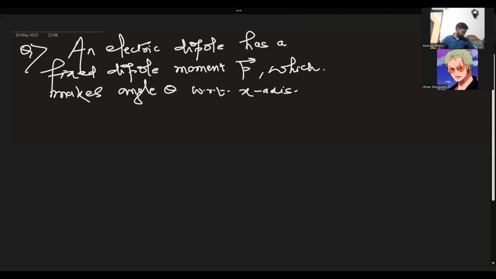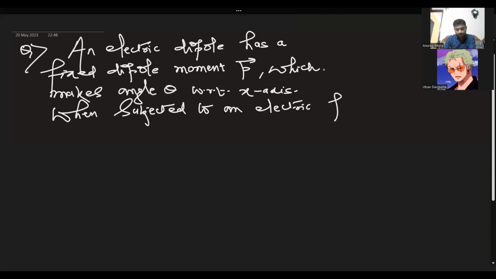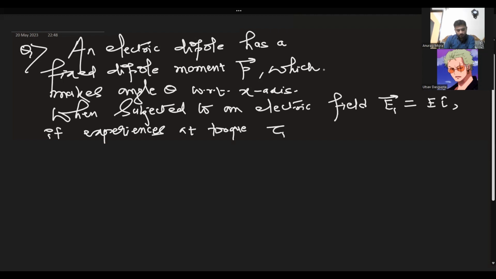এবার বললো, when subjected to an external electric field E1, which is E1 i cap, it experiences torque tau 1 equals to tau k cap.